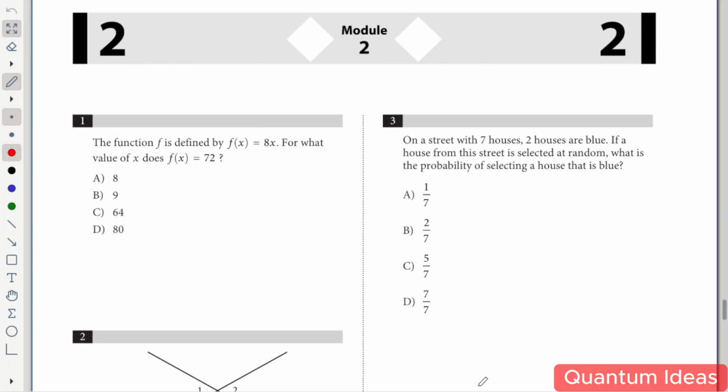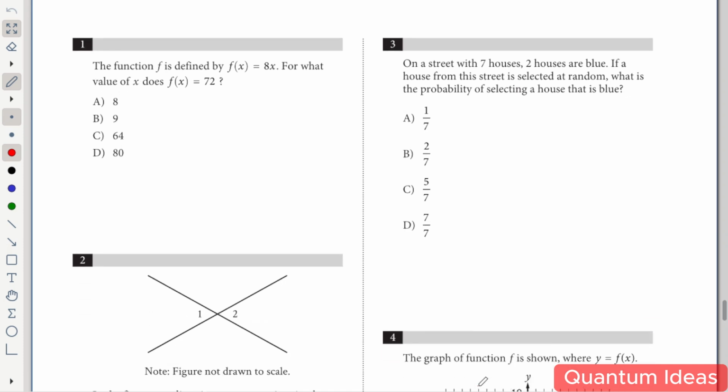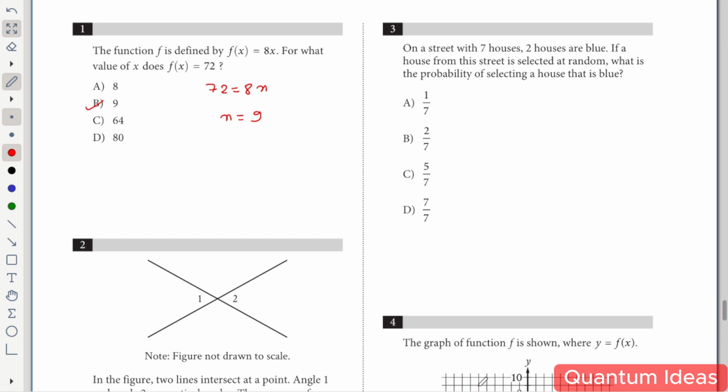Now let's solve module 2 of the digital SAT practice set 6. So let's get started. Let's see number 1. The function f is defined by f(x) equals 8x. For what value of x does f(x) equal 72? So simply plug in: 72 equals 8x. So x will be 72 over 8, that is 9. So answer is B, right?